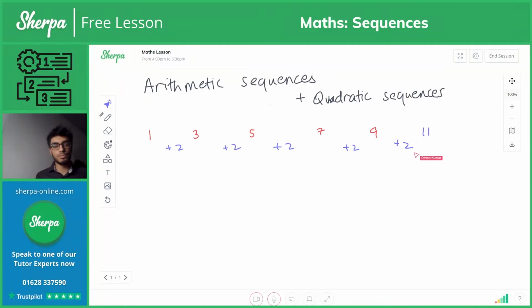But remember that problem I told you about earlier? Maybe this is the start of some numbers to a different sequence. So we can never know what the next number in the sequence is unless we're told the type of sequence it is. In the case of arithmetic sequences, the rule is that every time you add the same amount. So if we're adding 2 here, we're going to add 2 again and add 2 again and add 2 again.